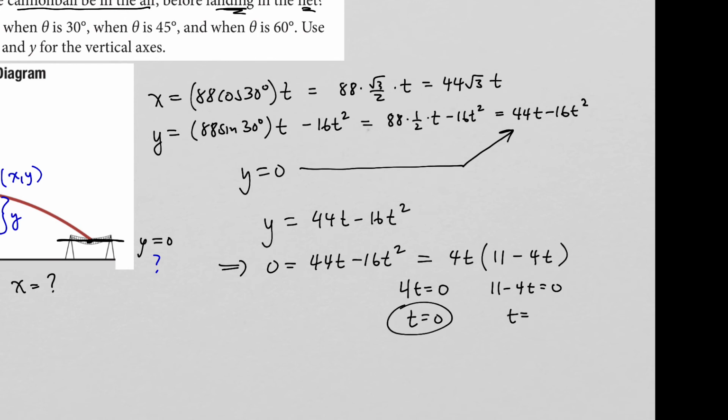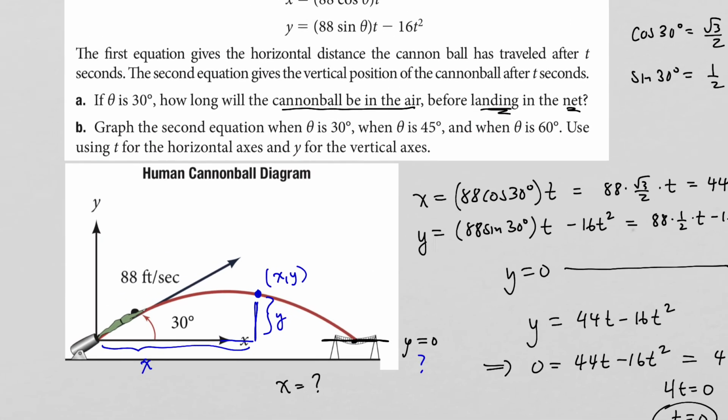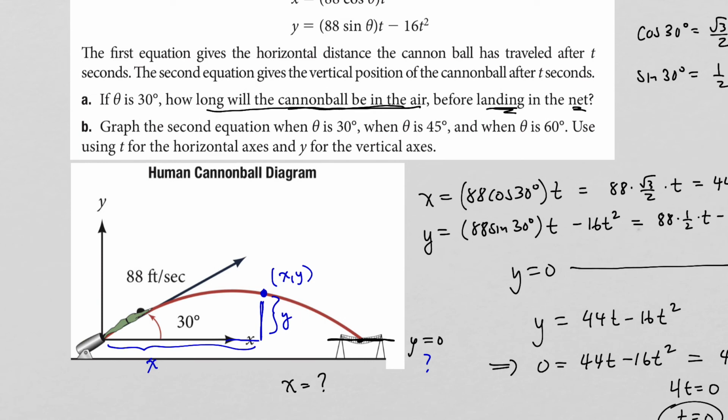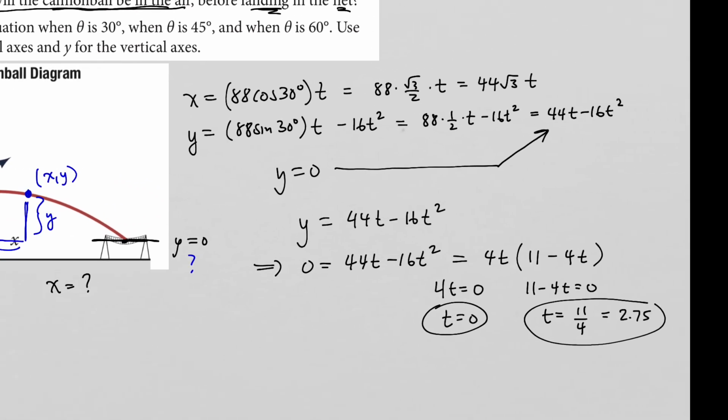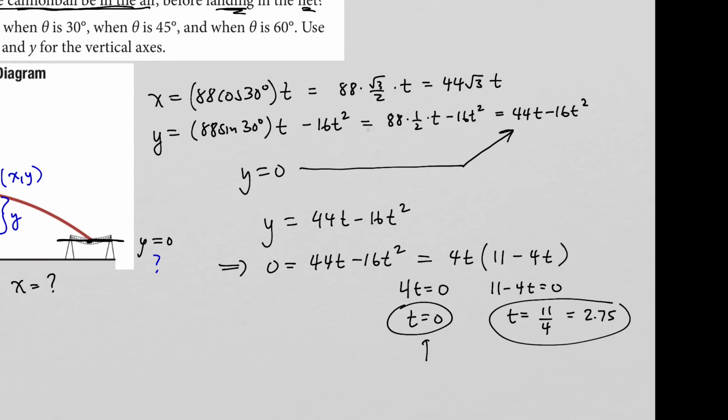Solving the second equation, we get t is equal to 11 divided by 4. And 11 divided by 4 is 2.75. There we go. And so the question is, how long will the cannonball be in the air before landing? Well, there's two possible answers. Either it's 0 seconds, which doesn't make any sense, right? Because 0 seconds means that the person hasn't even been fired into the air yet. So it can't be this answer. The other answer is 2.75, and that seems to be the correct answer.